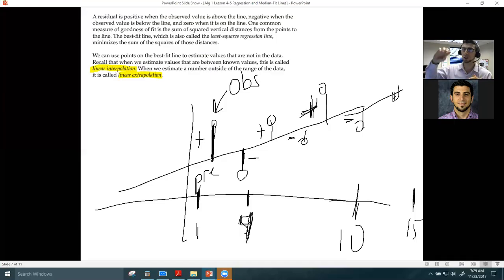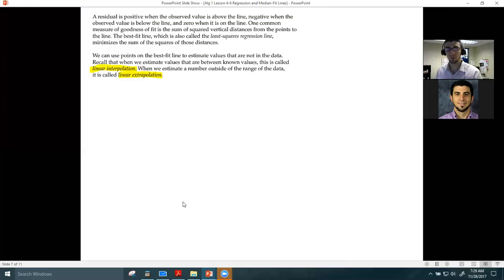I'm making predictions. And oftentimes, if we're dealing with time, this is like looking into the future, and trying to use the best fit line to predict what's going to happen in the future. So interpolation is when you're using the best fit line to find a value that's somewhere in between the given data. Linear extrapolation is when you're using the line of best fit to predict a value that's outside of the original set of data. Okay?